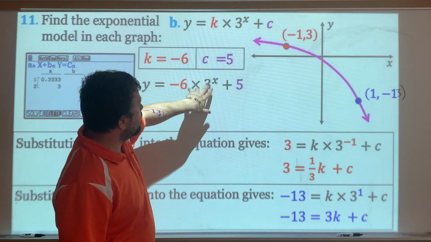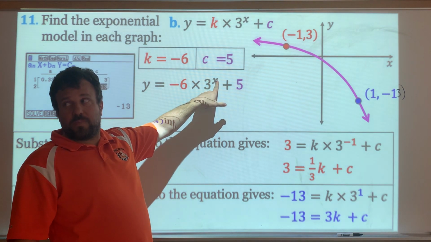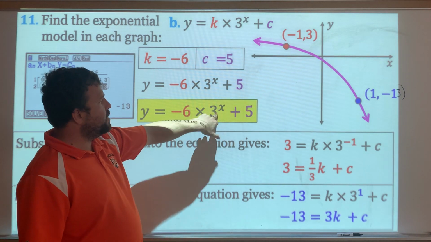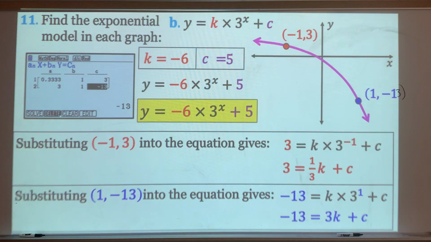No, you cannot multiply these two because this piece is being raised to a power. So this is actually your final answer. Y equals negative 6 times 3 to the x plus 5. And then you're done. All right, don't go any further, because if you go any further, your answer will be incorrect. Okay.